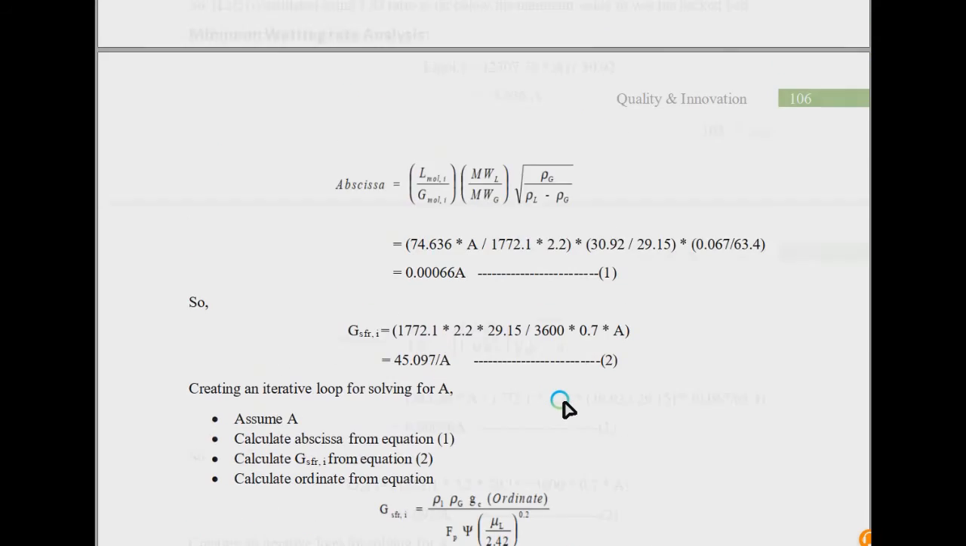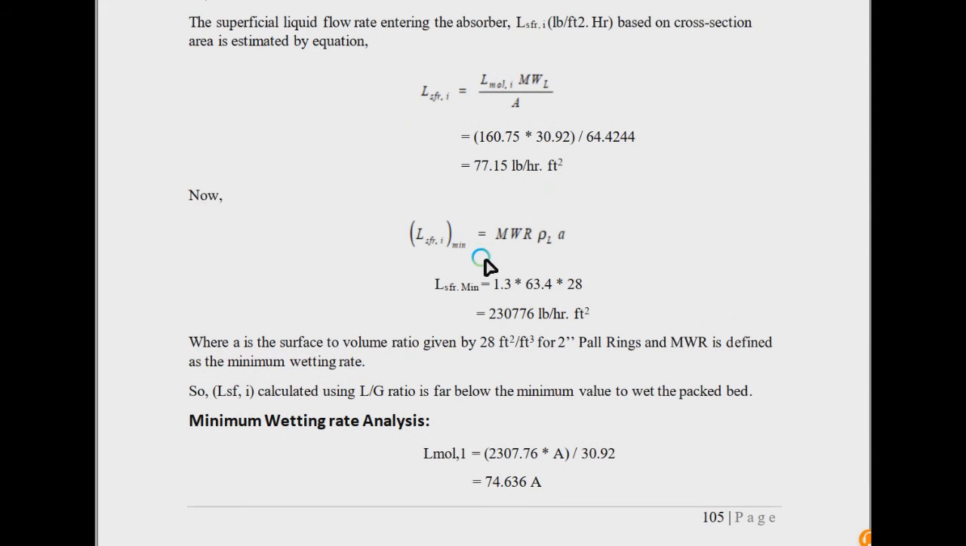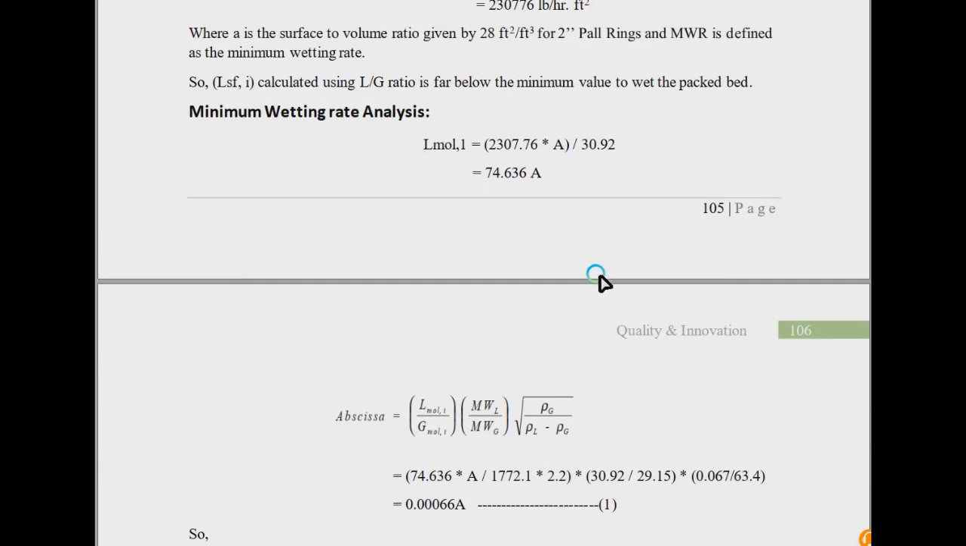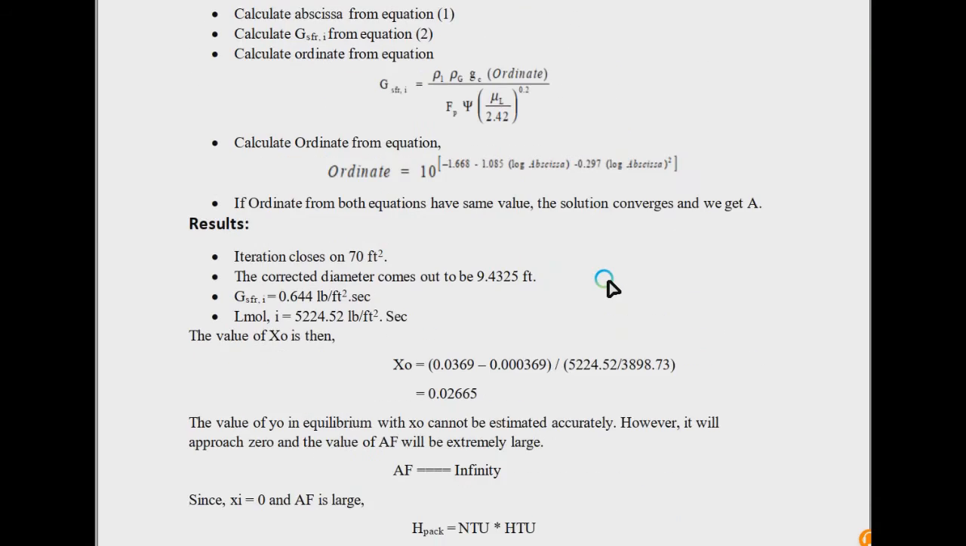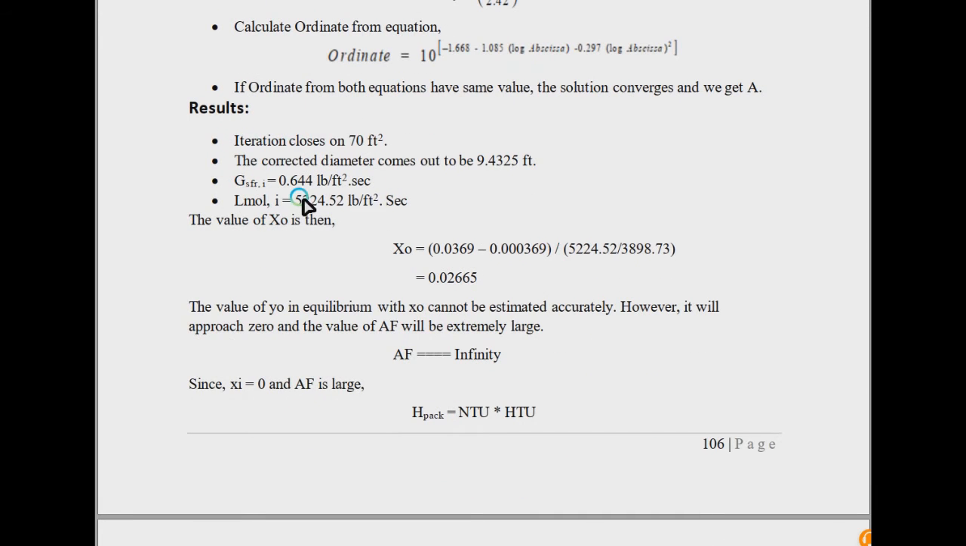But this is not always the case. If you have achieved a superficial liquid flow rate divided by area greater than your minimum wetting rate, then you are good to go. You do not need a minimum wetting rate analysis. So the results are shown here.